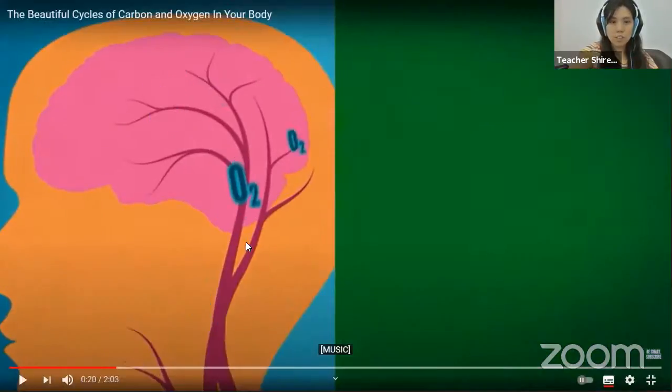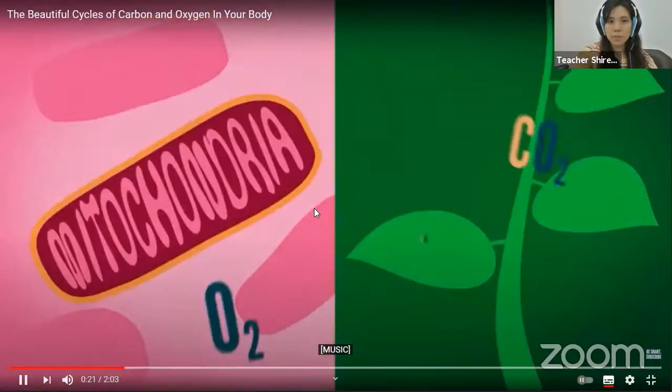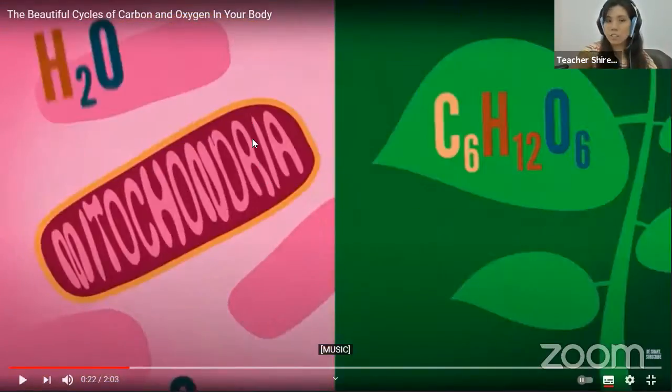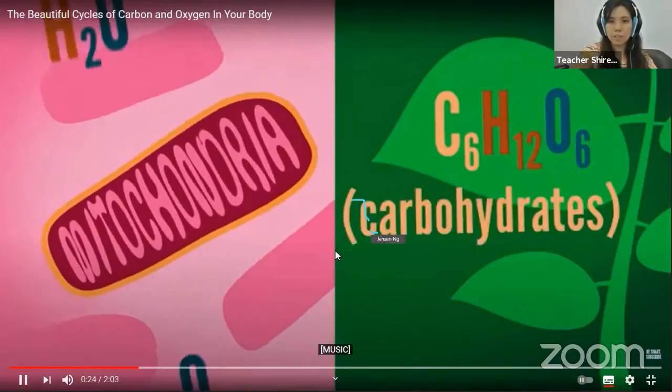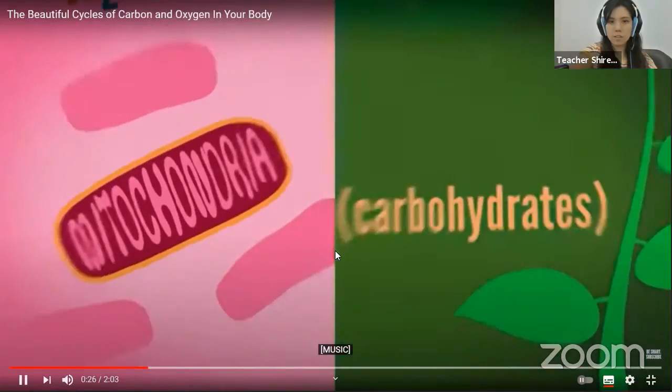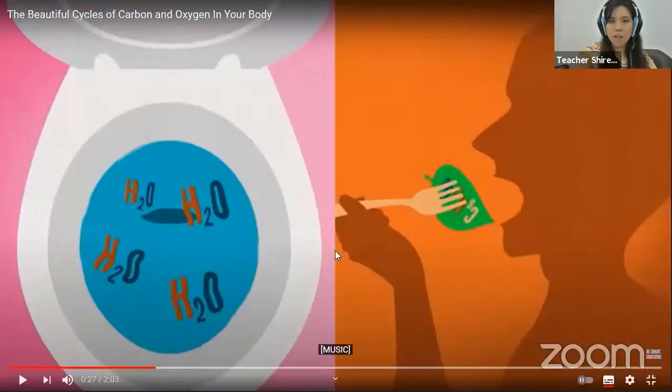Okay, so the oxygen when we inhale will go into our blood, and the carbon dioxide when we exhale will go to the plant. So our blood needs oxygen, and the plant needs carbon dioxide to go through photosynthesis to build food. So the carbon dioxide becomes carbohydrate. So it becomes food, then we eat it again.